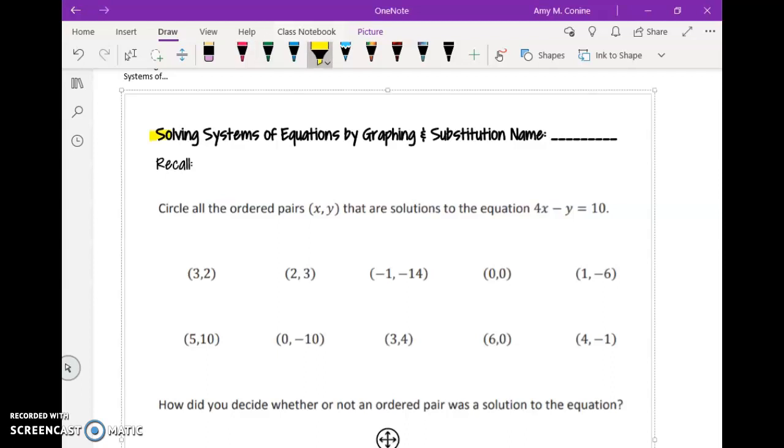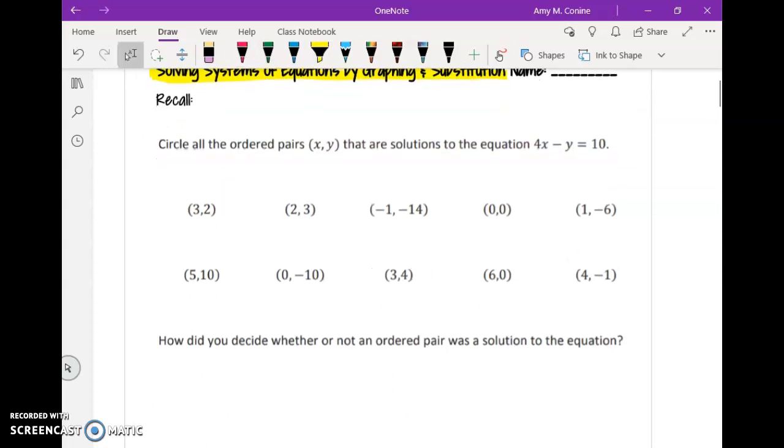So you should have this packet in front of you, the Solving Systems of Equations by Graphing and Substitution. So if you recall, if we have an equation, it looks like that, we're looking for solutions for that equation. So this was back in our last unit.